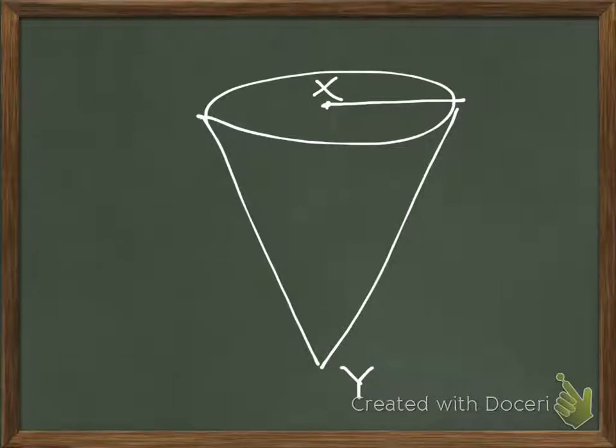So if we look at this example, this is a cone, and a cone has curved edges. So we're going to say, no, this isn't a polyhedron. It's a cone.